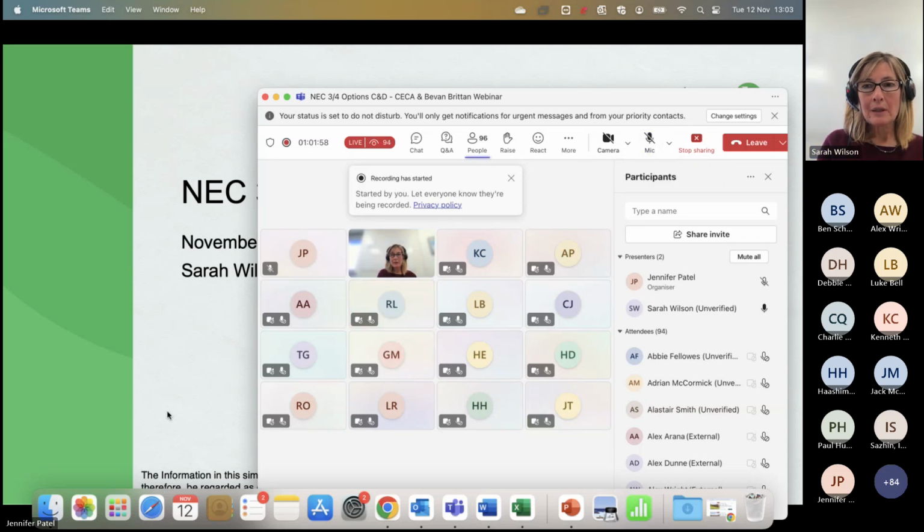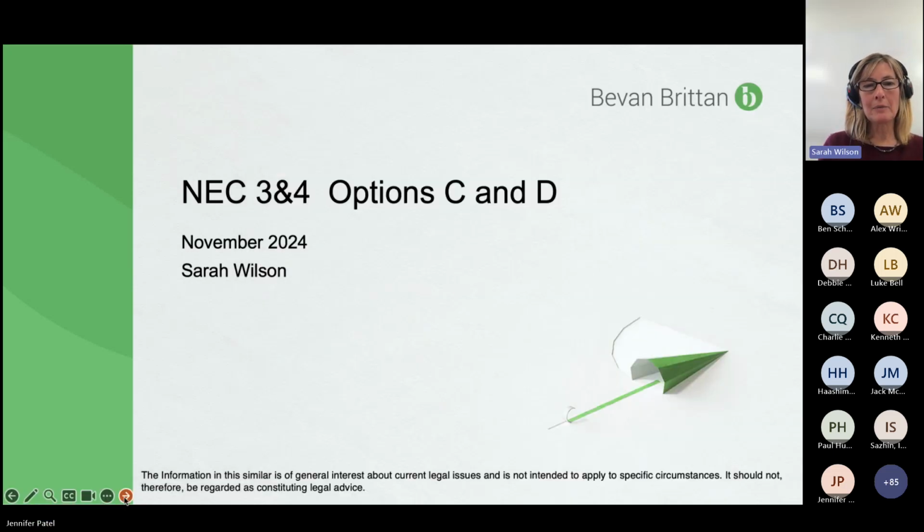So, yes, today we are looking at options C and D of the NEC form of contract. So we're looking at both NEC 3 and 4, albeit that, as you'll be aware, they are substantially the same as each other as regards these two forms of contract.